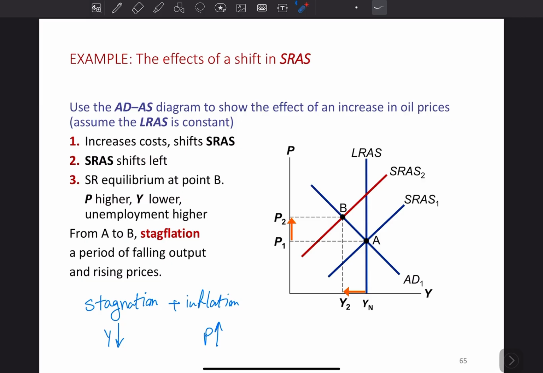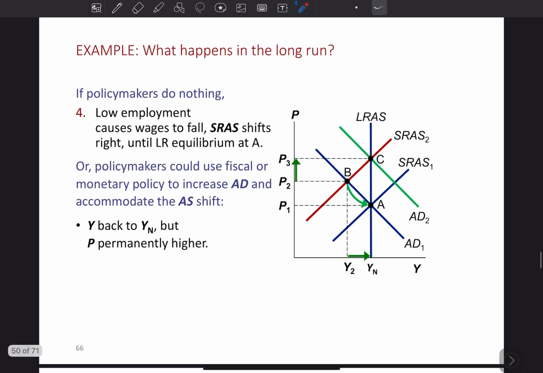policymakers. We're going to look at the reasons behind that, but some policies have an effect on why they are going to worsen the situation for the prices. If the policymakers focus on the prices, it is going to worsen the situation for the output. Okay, but let's look at what happens in the long run.